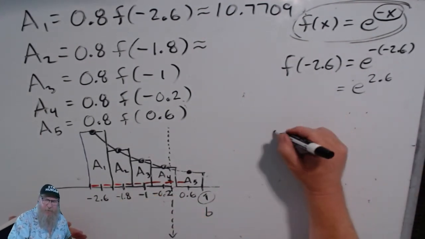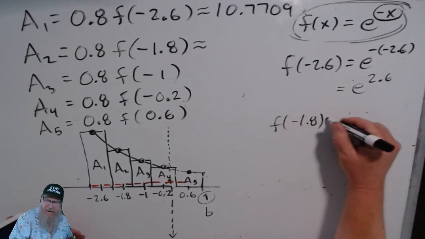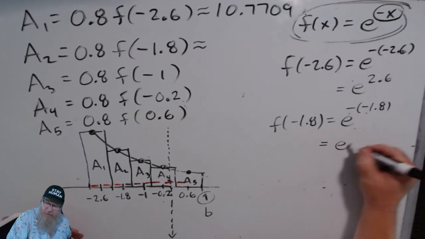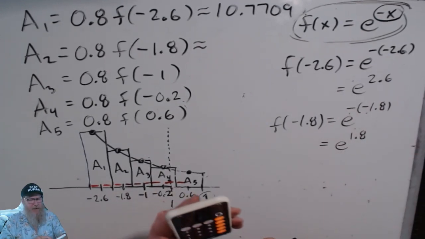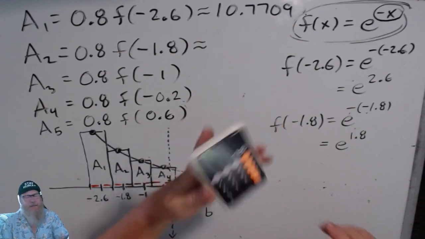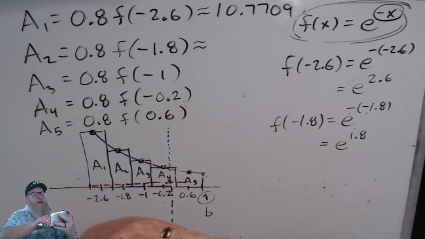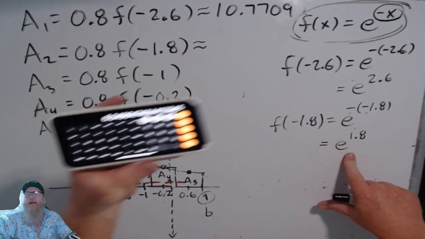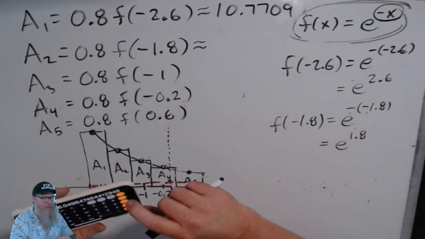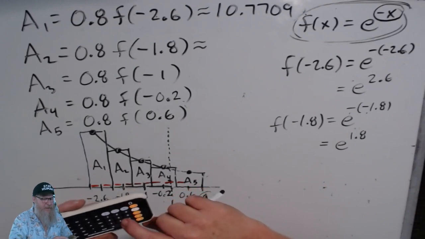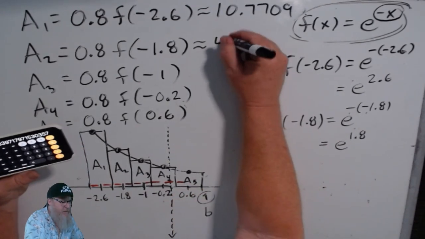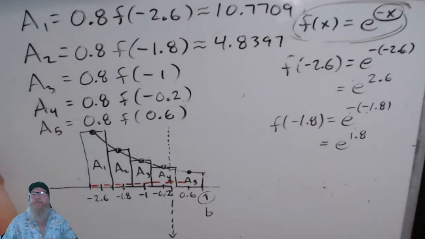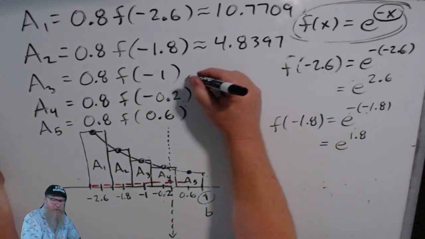All right, so let's do the next one. F of negative 1.8. Again, that's a double negative. So when I put it into my calculator, I'm just going to put positive 1.8. And then I'm going to hit E. And again, I don't want to write that down twice. So I've got it already in my calculator. Now I'm going to multiply it by 0.8. So that's 4.8397. And so on and so forth.